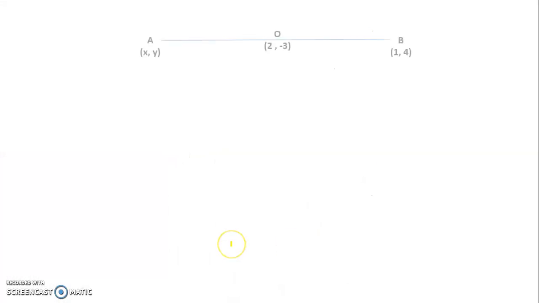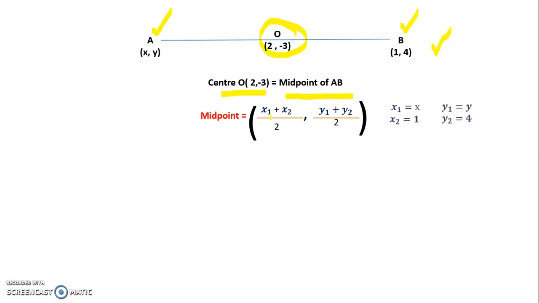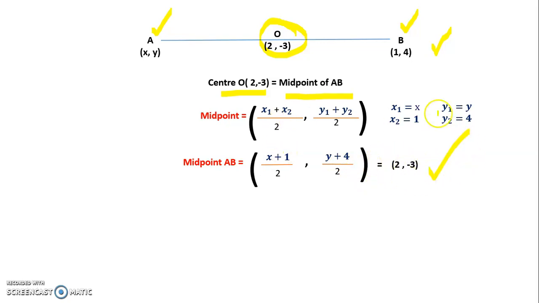Okay, so now coming to the solution, the same diagram I represented here. Center (2, -3) equals the midpoint of AB. That means the midpoint of AB must be equal to the center of the circle. That is the logic. Now I substitute the values in the midpoint formula: x1 is x and x2 is 1, so (x plus 1) by 2; y1 is y and y2 is 4, so (y plus 4) by 2. That is the midpoint, and it must be equal to (2, -3).